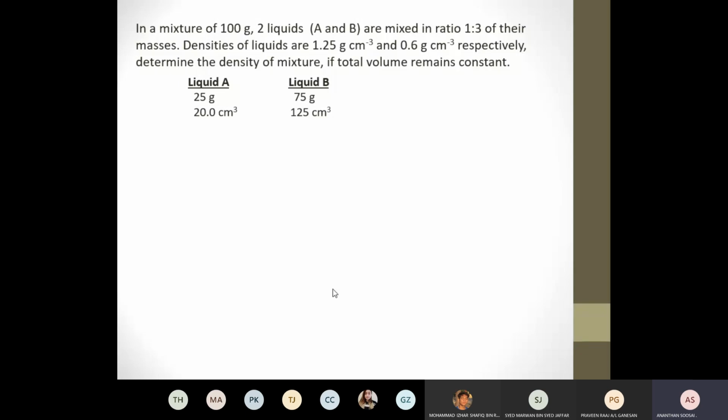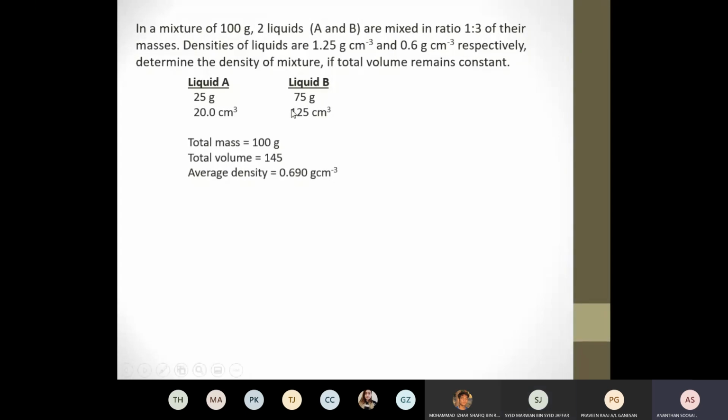Okay, 20 centimeter cube, 125 centimeter cube. Correct. How do you get 20? So density, mass, or volume. Mass is 25 gram. Density of the A is 1.25, so you can get 20 centimeter cube. So therefore, A and B mixture, the total mass is 100 gram, total volume is 145 centimeter cube. Therefore, the average density, new density is 0.69 gram per centimeter cube.